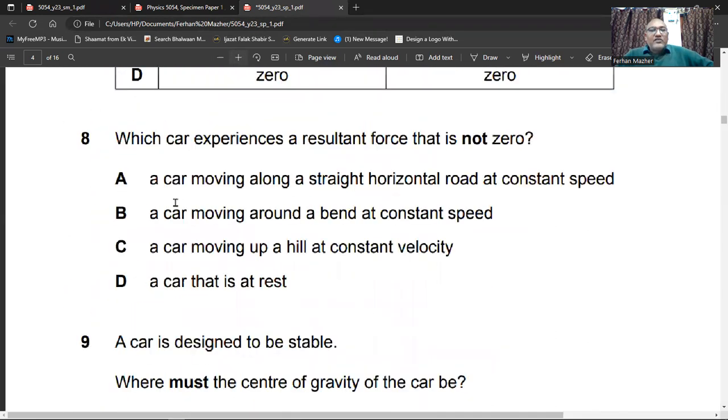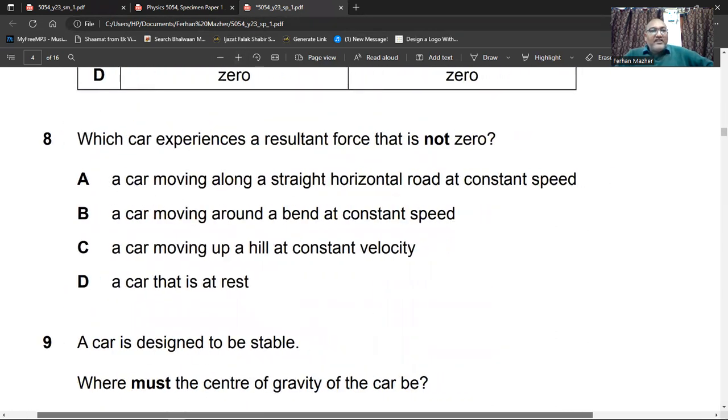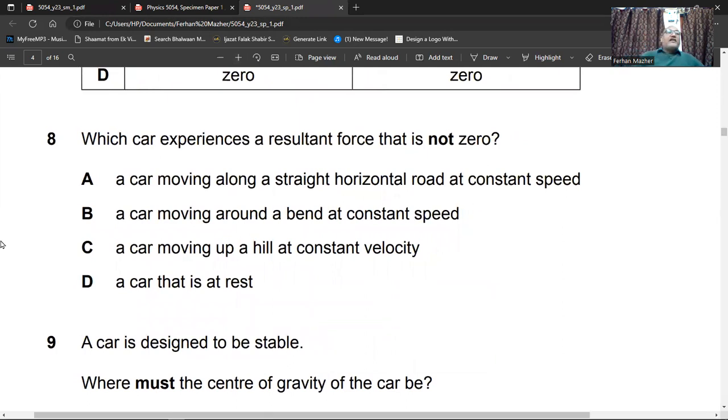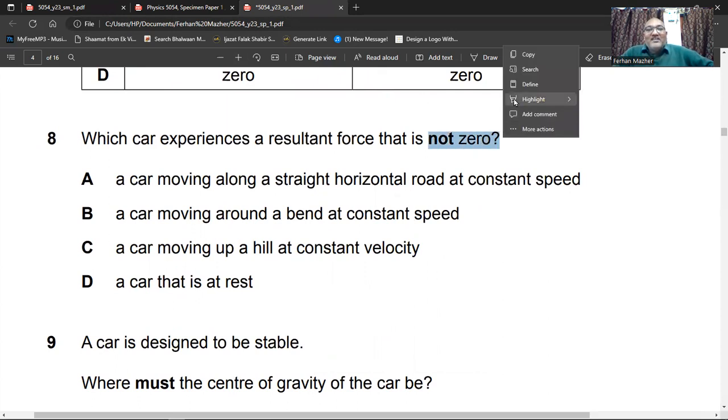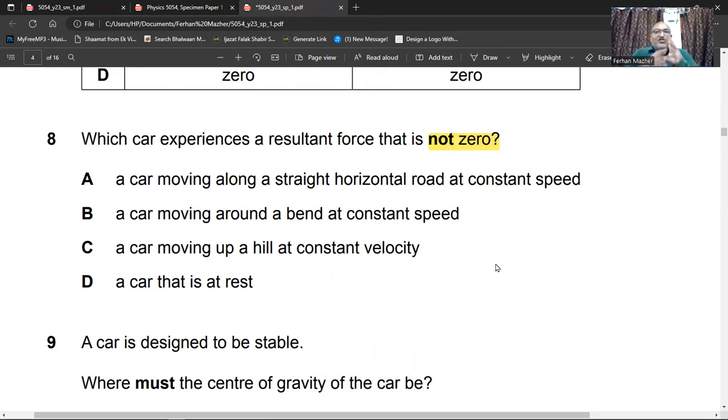The next question coming up on our screen is question number eight. Which car experiences a resultant force that is not zero? Okay, he's not saying zero, he's saying not zero. So the car should be accelerating. A car moving along a straight horizontal road at a constant speed: the direction is not changing, the speed is not changing, so that is not where the resultant force is zero.